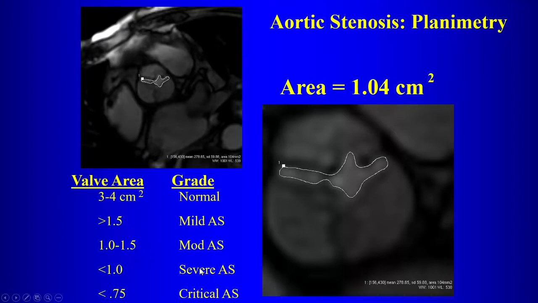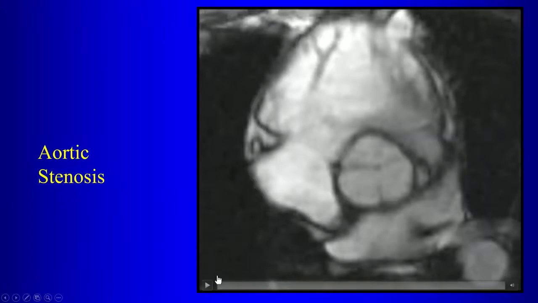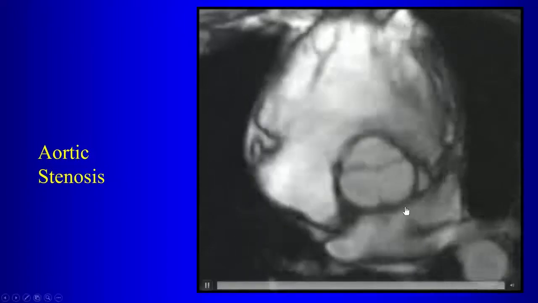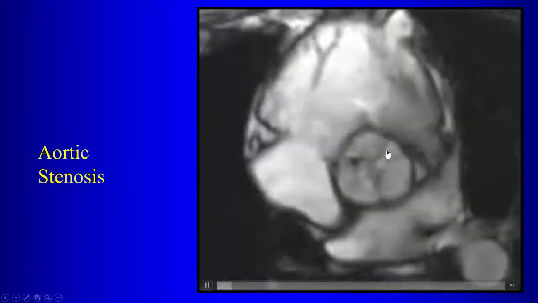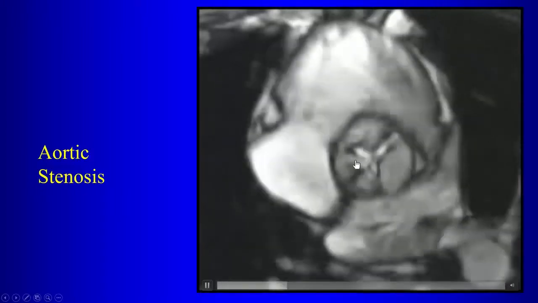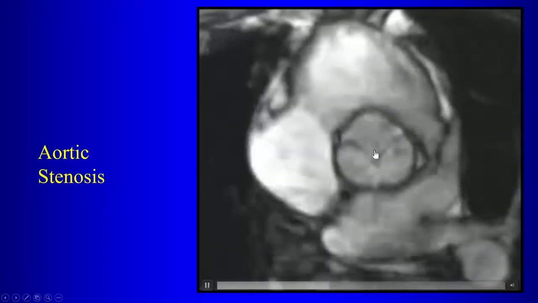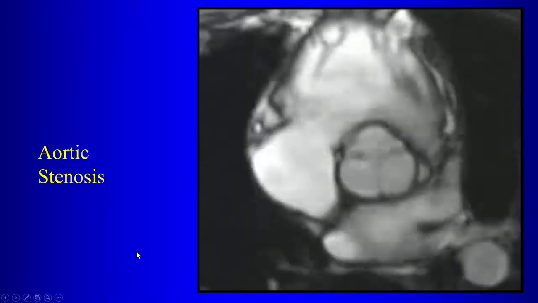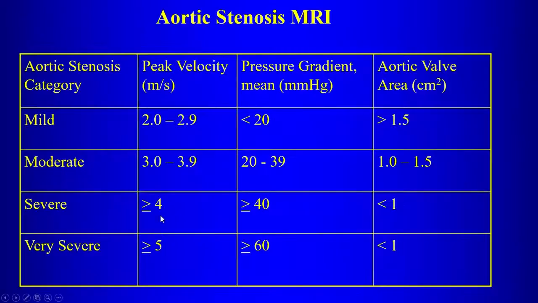The valve area does correlate with the grade of aortic stenosis. I don't expect you to memorize the numbers here. Just realize that when the valve area is less than 1 centimeter squared, then you're dealing with pretty significant or severe aortic stenosis. And then here's an example of a patient with aortic valvular stenosis looking at the valve with MRI. You can see when the valve is completely open, it does not open all the way. And then we would take an area measurement when the valve is maximally open to calculate the opening area of the valve.